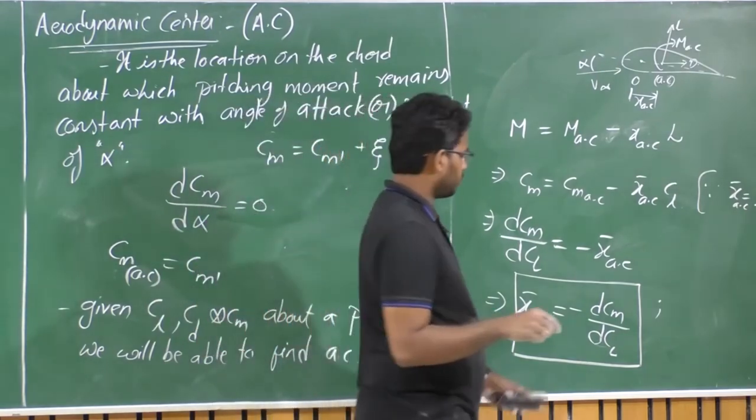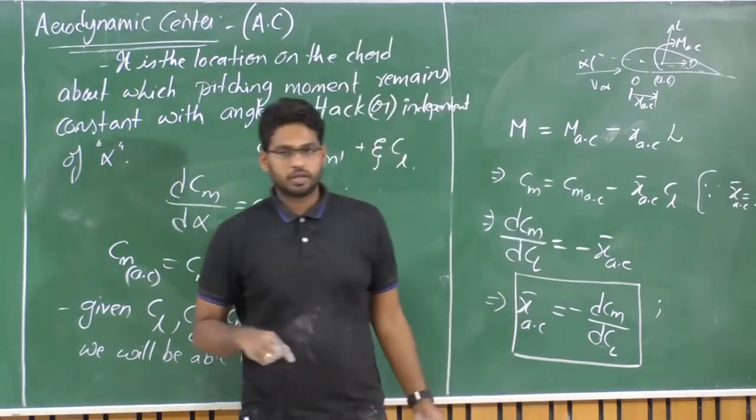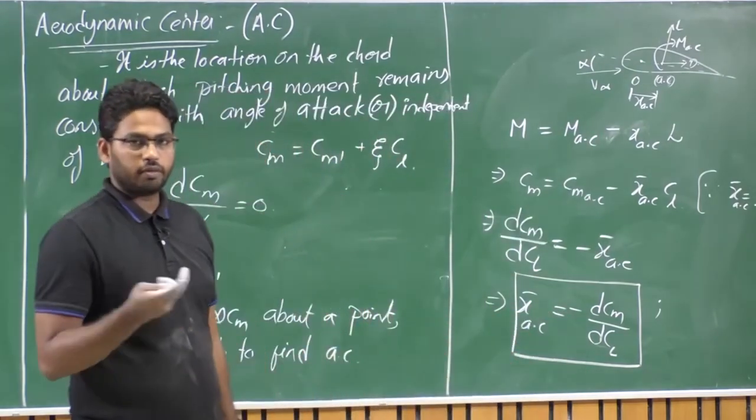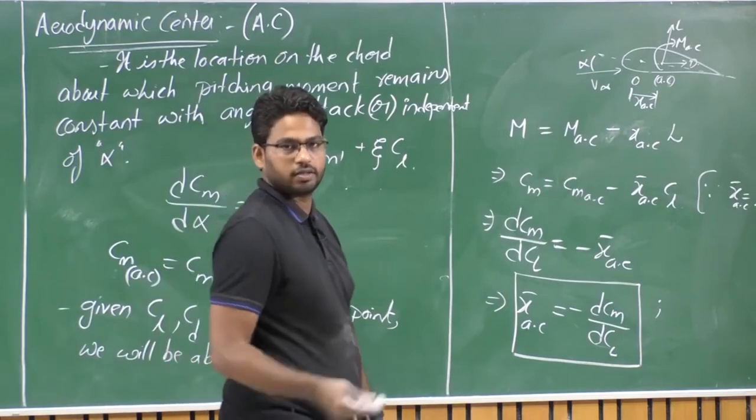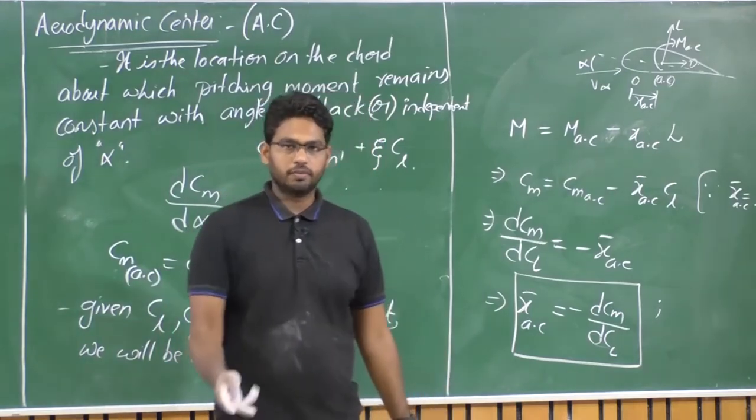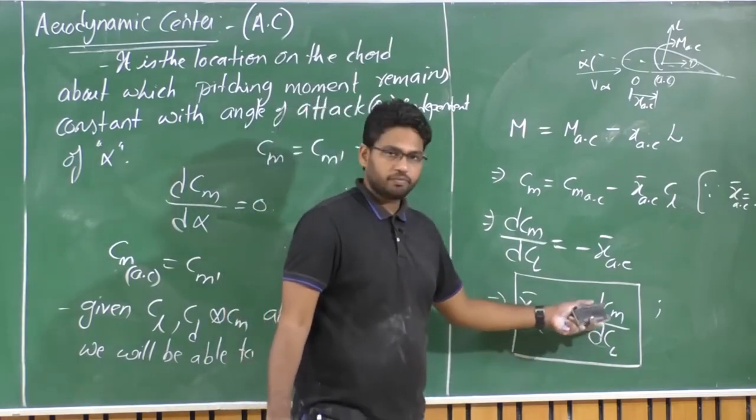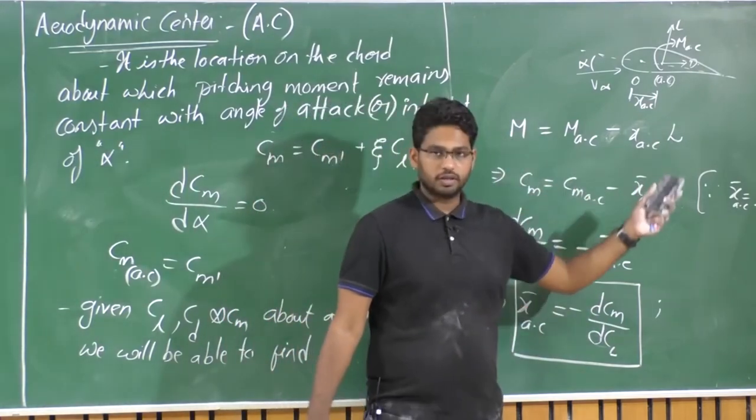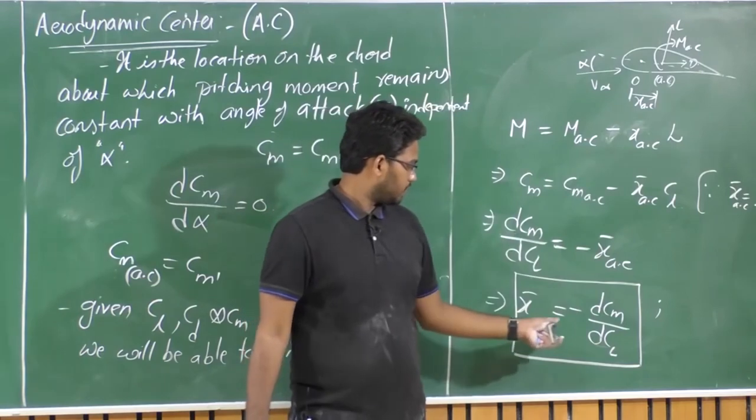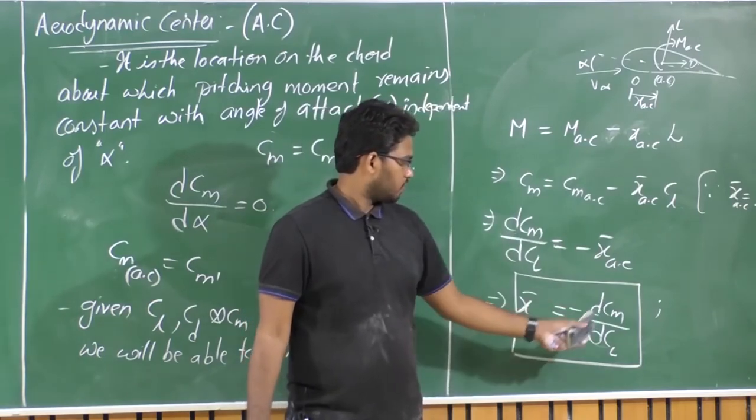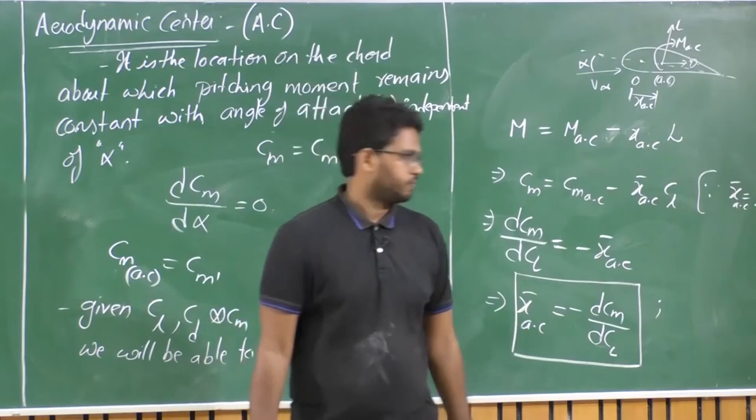then I will be able to figure out the corresponding slope. I need two data points there to figure out the slope. I need at least 3 to 4 data points, isn't it? Two minimum, and then for accuracy, a higher number of data points. So within the linear regime, why? Because we are writing this equation for the linear regime here. So what I have is xac equals minus dCm upon dCl, okay?